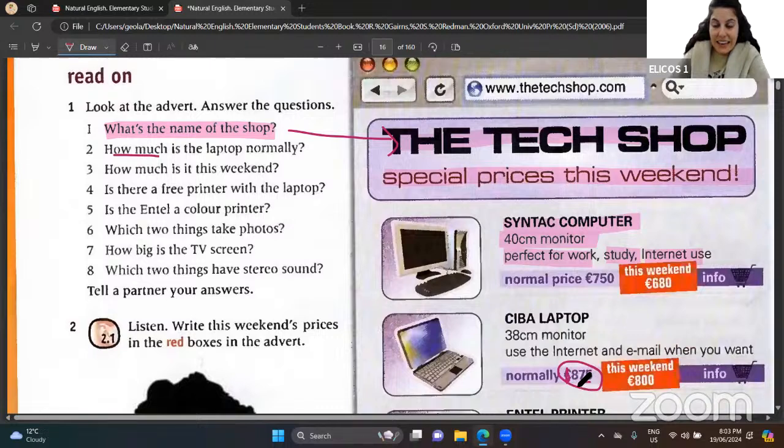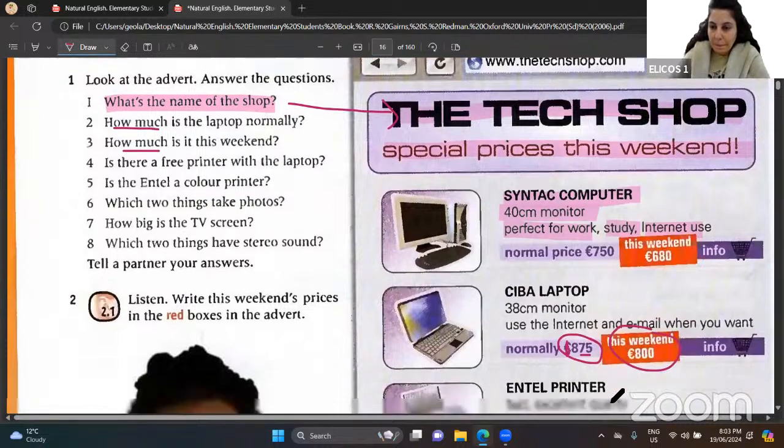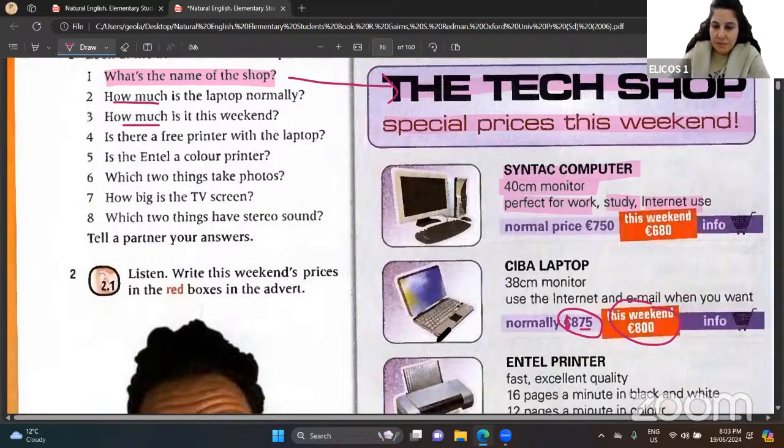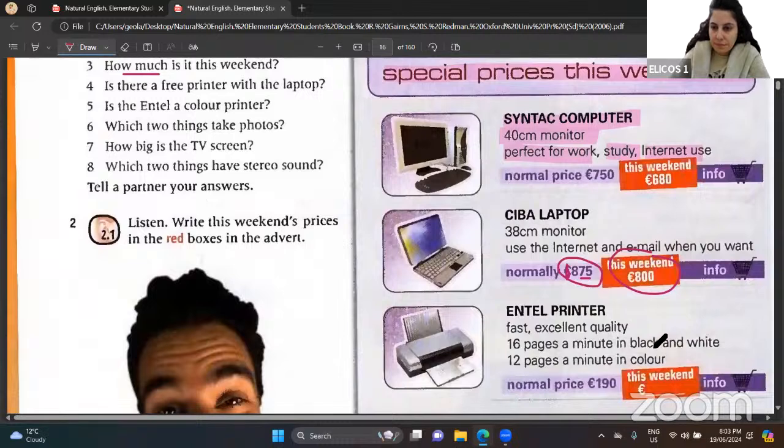So we have to look here. It's $875. How much is it this weekend? $800. Is there a free printer with the laptop? No, I don't think it says free. Is the Intel a color printer? Yes. Can you see the Intel printer? Color? Yes. Which 2 things take photos?